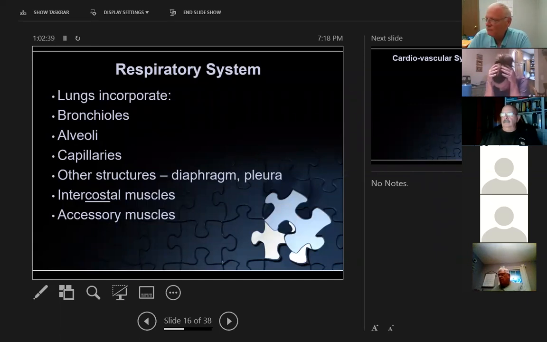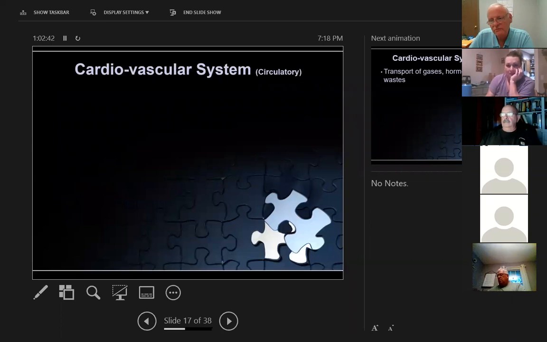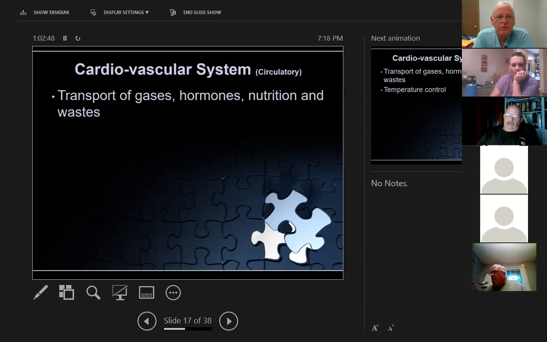The next system I want to talk about is the cardiovascular system. Other people call it the circulatory system. So the functions of the cardiovascular system, again, is transport of gases. The respiratory system was the exchange. The cardiovascular system is responsible for moving those gases around the body, getting the oxygen, once it picks it up from the alveoli, out to all the cells in the body, and picking up the carbon dioxide from all those cells and getting it back to the alveoli so it can be breathed out. It also transports hormones, nutrition picked up from our gastrointestinal tract, and other waste products to take them to the places where they can be eliminated from the body.